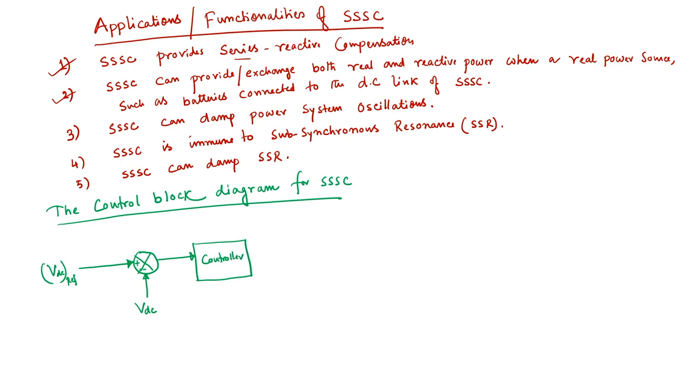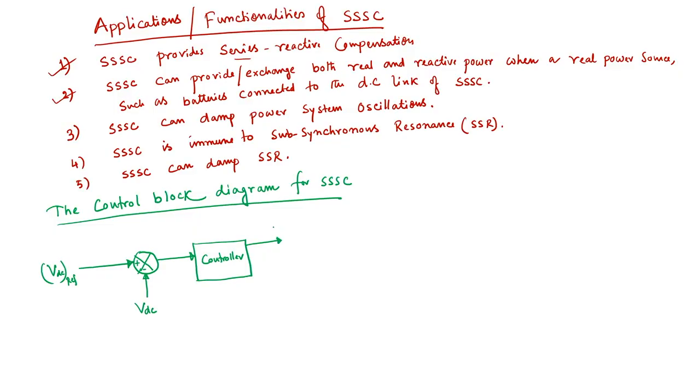Now, this controller can be any type of controller, a PI controller or any type of improved controller. Those things I am not discussing here. What will this controller do? It will generate two signals, one is VD, another is VQ. I will come to that. Then inside this block there is a magnitude and phase angle calculation block.